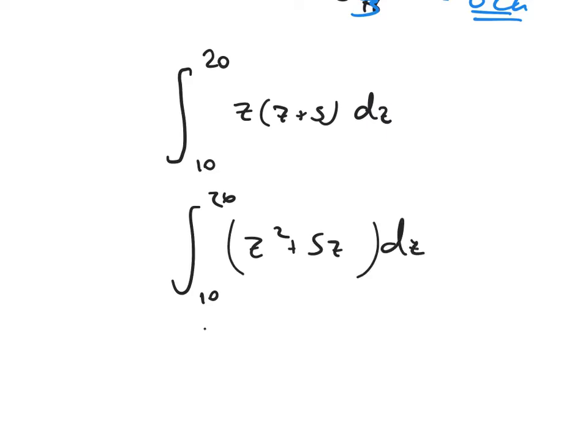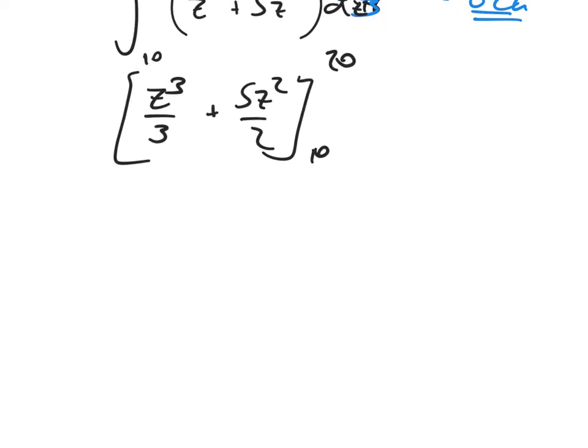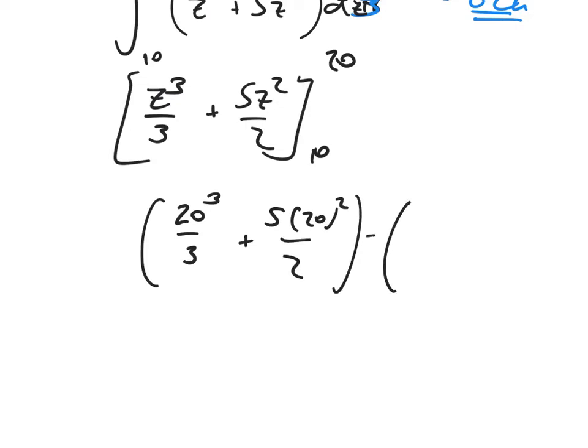Okay, add 1 to the power, divide by the new power. That's going to be z cubed over 3 plus 5z squared over 2. And the limits are 20 and 10, so let's sub them in. Okay, so that's going to be 20 cubed over 3 plus 5 lots of 20 squared over 2, close the bracket, minus open up, 10 cubed over 3 plus 5 lots of 10 squared over 2.